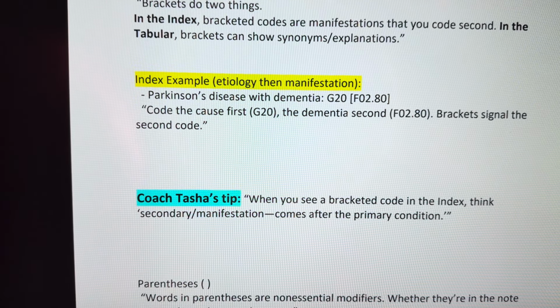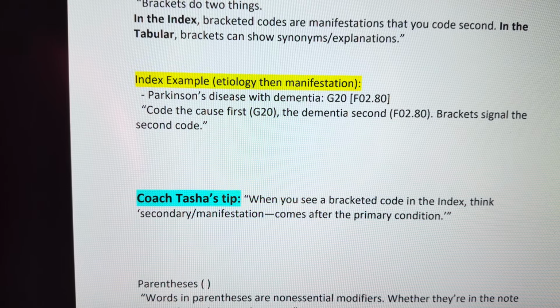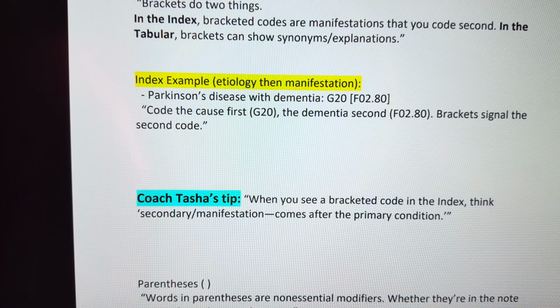So this is how we contrast NOS versus NEC. NOS, not enough info in the note. NEC, plenty of information in the note, but no precise code exists.